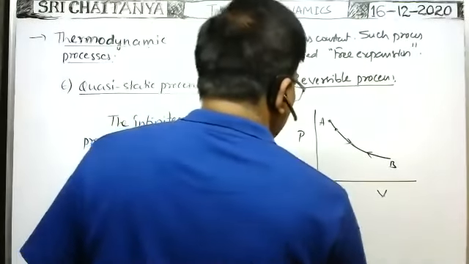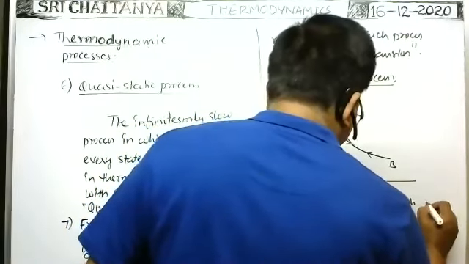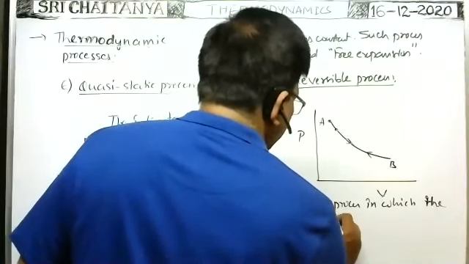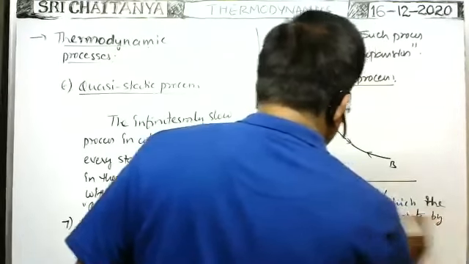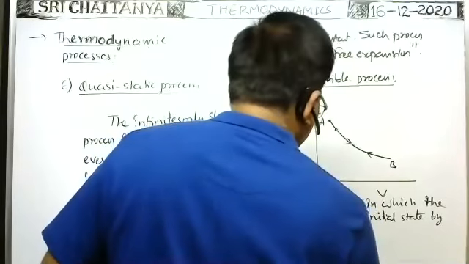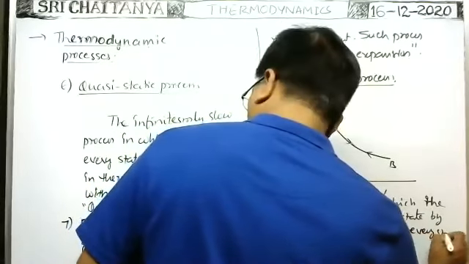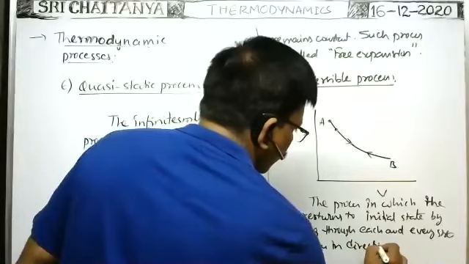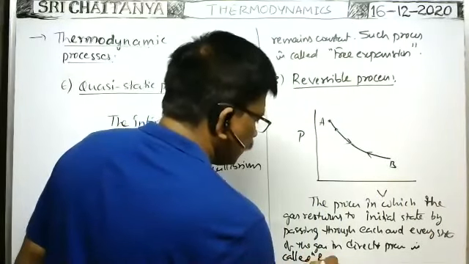So the process in which the gas returns to the initial state by passing through each and every state of the gas in the direct process is called reversible process.